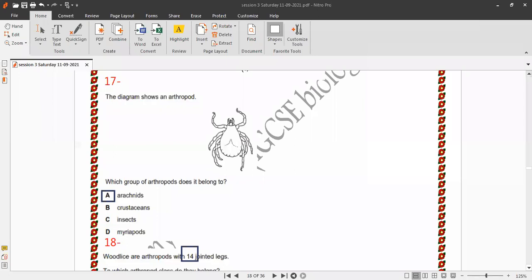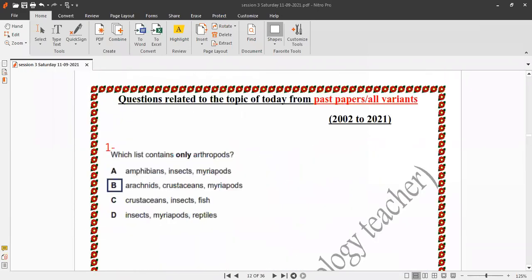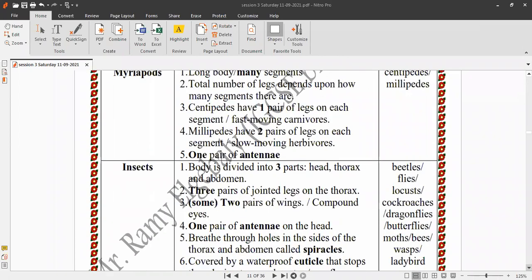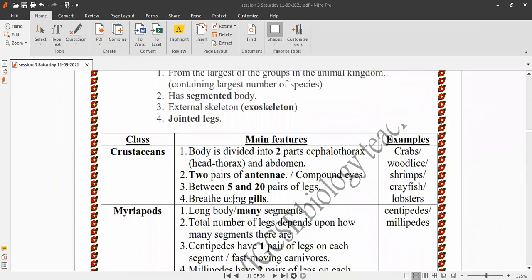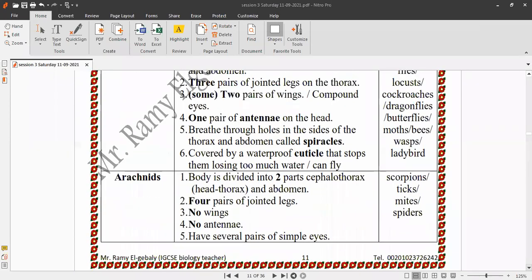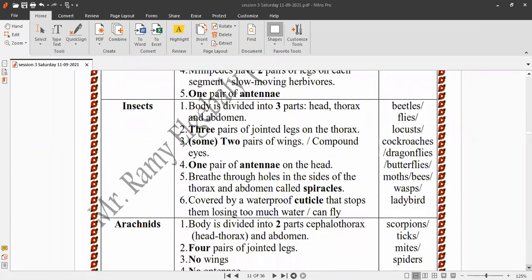Wait, we will compare between arachnids and crustaceans. Okay? Compare between arachnids and crustaceans with the table. Here crustaceans, body divided into 2 parts. What about arachnids? Yes, also body divided into 2. Crustaceans, 2 pairs of antennae. Can you see the antennae? Let's see the arachnids. No antennae. Look here, no antennae. Where are the 2 pairs? Look at the crustaceans. Where is the number of pairs of legs between 5 and 20 pairs of legs? Okay, so it is arachnids.